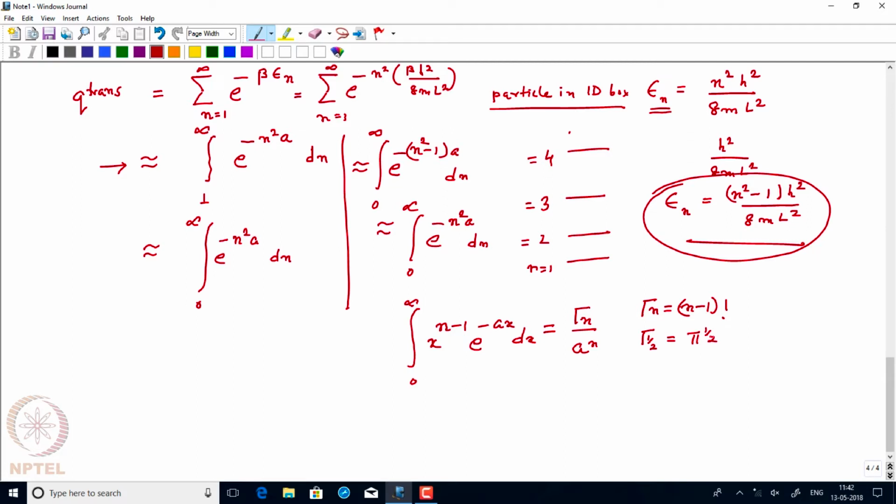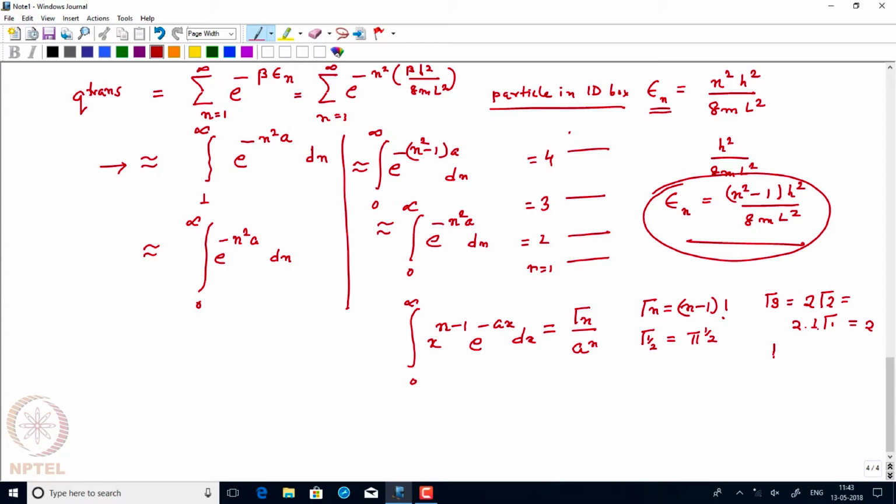If I have gamma half, it will be root pi. For example, if I have gamma 3, it will be 2 factorial, which we can write as 2 times gamma 2. That is 2 times 1 times gamma 1, and gamma 1 is nothing but 1 because gamma 1 is 0 factorial. So that will be 2. This is how we will evaluate it.